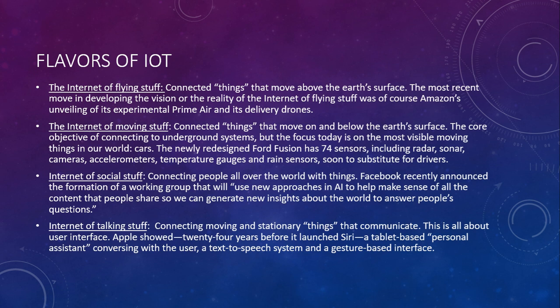Next, flavors of IoT. Flavors means highlighting features, or how we can use this IoT in different areas, in different fields. Okay, that is the flavors of IoT. So the first flavor is flying stuff, the second flavor is IoT in moving stuff, the third is social stuff, and the fourth is talking stuff.